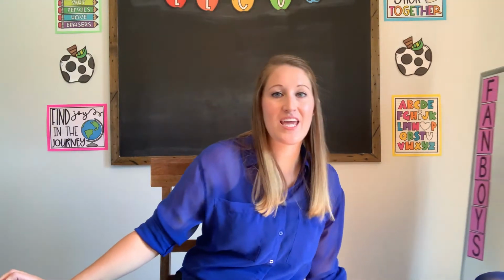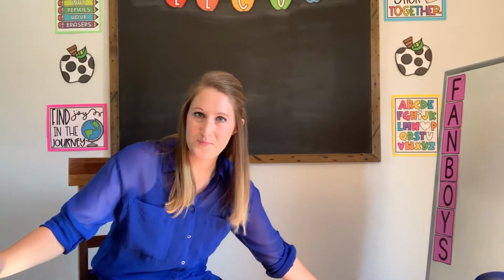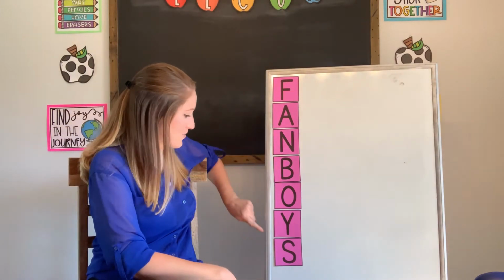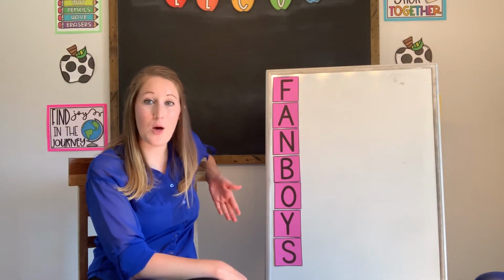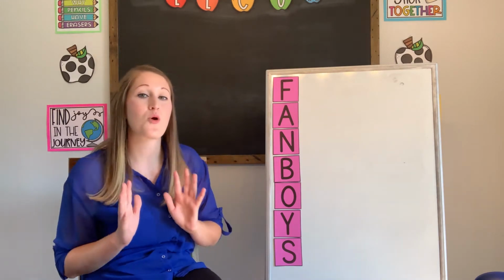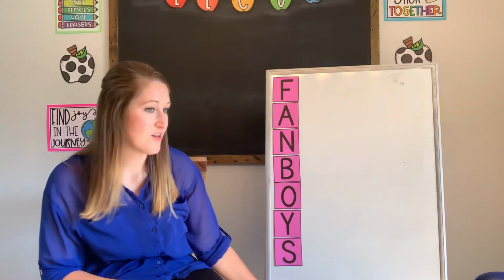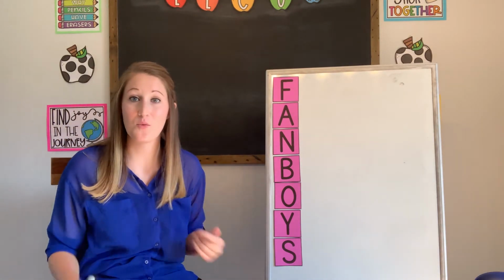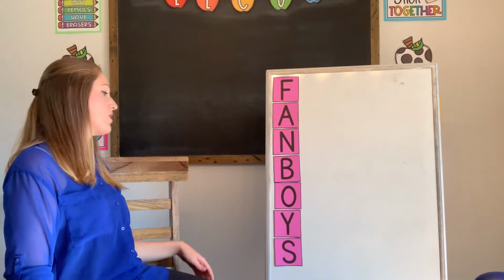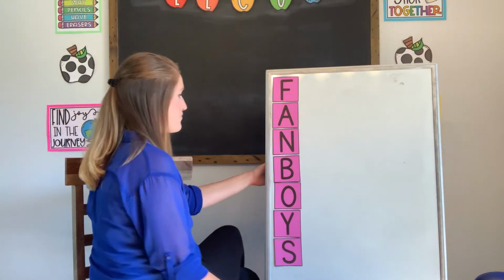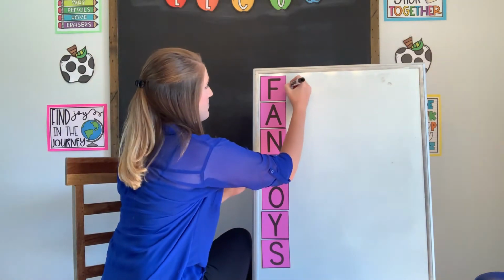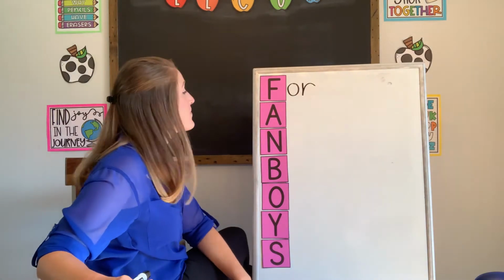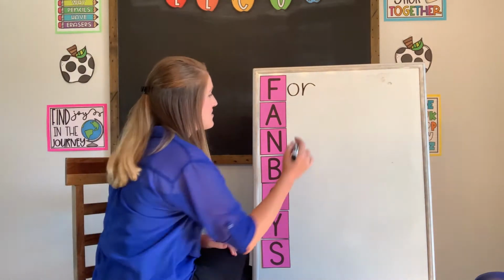Let's take a look at our handy dandy whiteboard. And up here, you'll see I have the word fanboys written down. And this is a great way to help us to remember some of the more common conjunctions that we see. So, fanboys. Each letter is going to stand for a different word, a different conjunction. So let's start with the first one. We have for. Okay, for. The A, and.